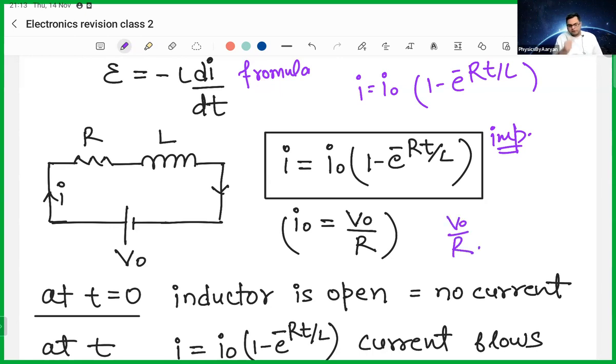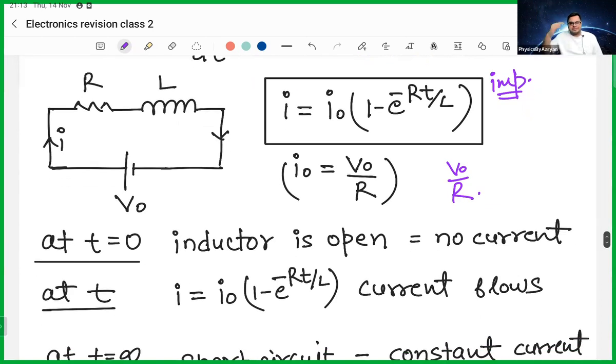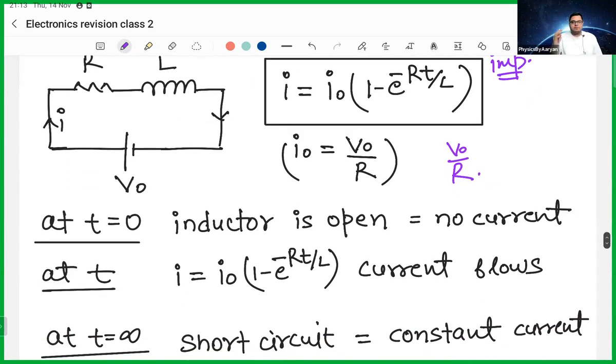Perfect. Okay. Now what happens at t = 0? So now again the three behaviors. Behavior number 1, at time t = 0, what do you think? Inductor will enjoy or inductor will hate? Inductor will hate. Because at time t = 0, suddenly nothing was happening, the inductor was sleeping, and all of a sudden you put a battery, so the current suddenly changes, and the inductor does not like change.